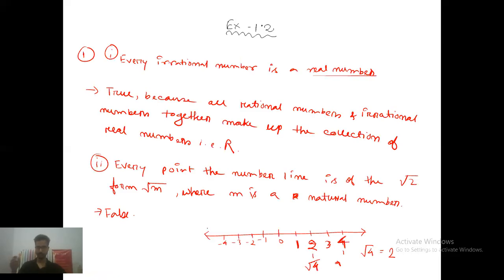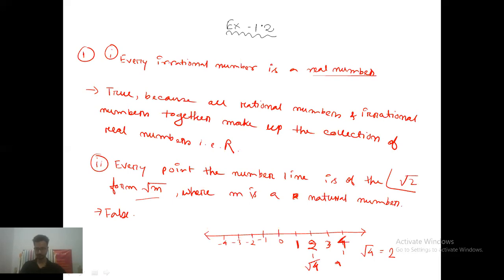That means the main thing I am going to discuss is that every point on the number line is of the form root m. It is not. We can't plot every point in the form root m. Why? Because root 2 we can plot, root 3 you can plot, root 4 also you can plot. Root 4 is nothing but 2.